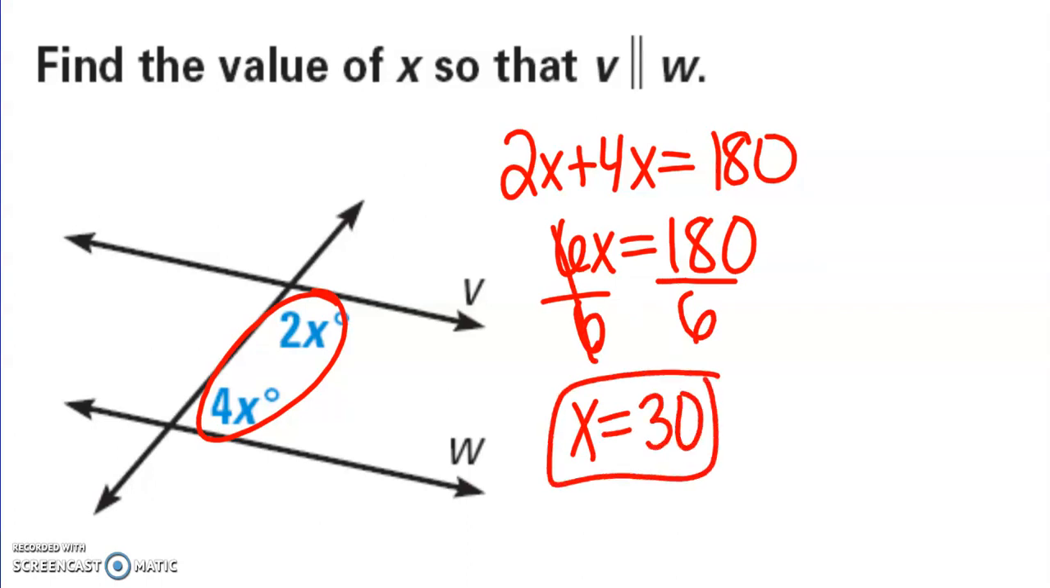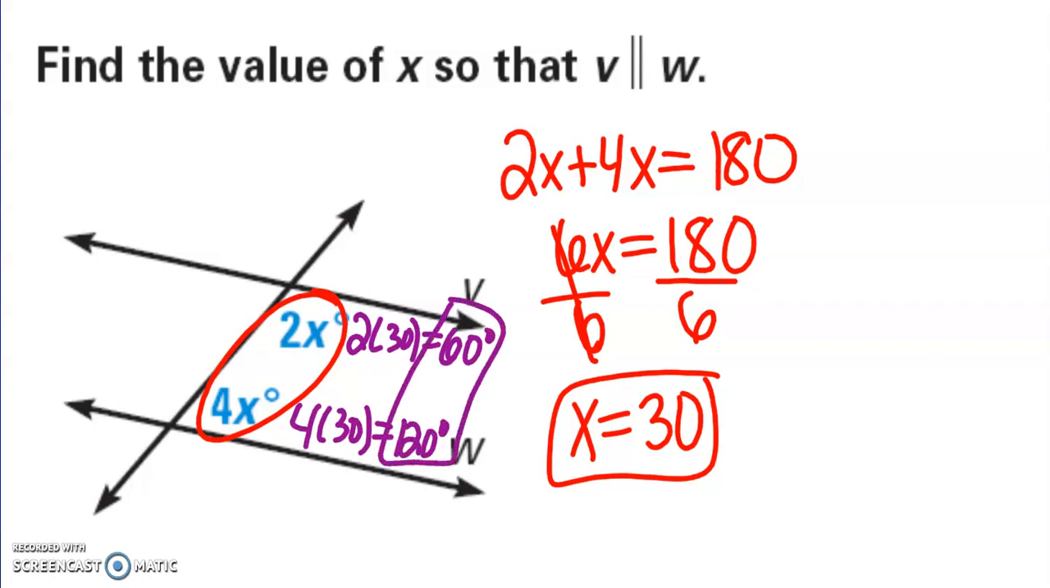So if you plug x back in, 2 times 30 means that this angle is 60 degrees, and 4 times 30 means that this angle is 120 degrees, and you can see that they do add up to 180, and that's how you can check your work to make sure that your x value is correct.